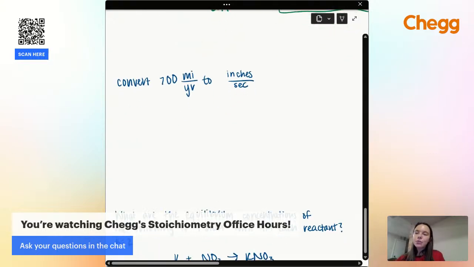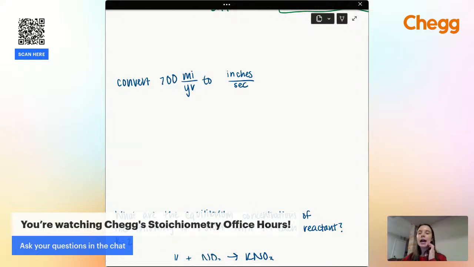Until we have a few, we're going to move on to converting 700 miles per year to inches per second. I don't know why someone would be traveling 700 miles a year, but I love the double conversions. I think they're super fun and great stoichiometry practice. So we are going to do the problems for a double conversion.